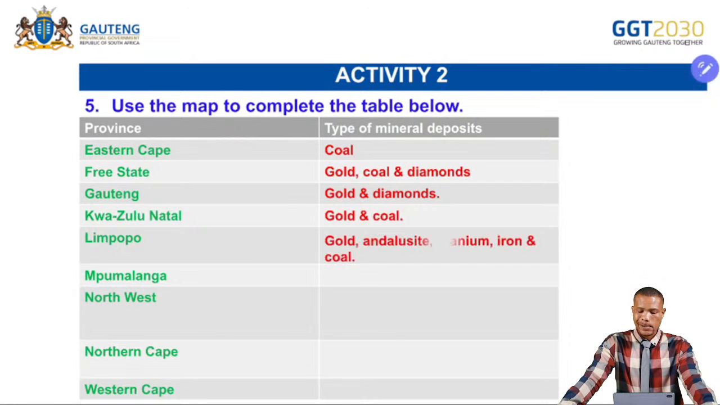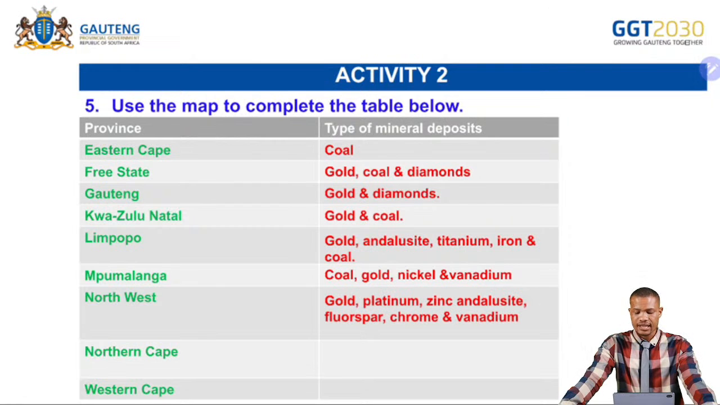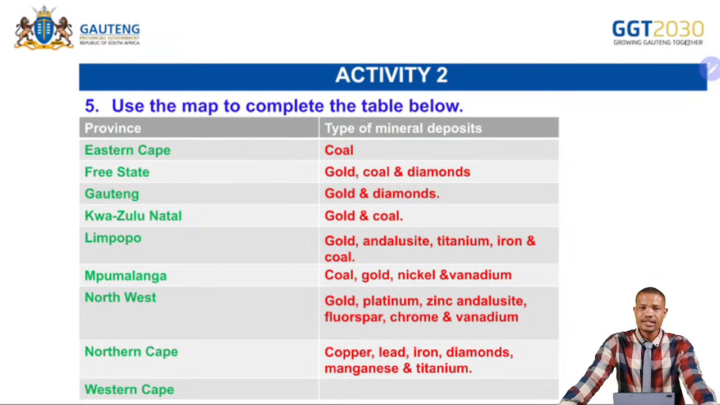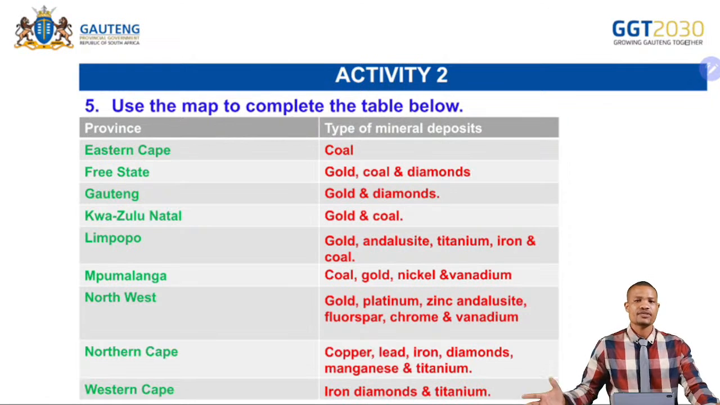Limpopo, we have gold, Andalusite, titanium, iron, and coal, based on the map. Mpumalanga, that's mostly coal, gold, nickel, and vanadium. Coal is dominant. Mpumalanga has the largest coal reserves in the country. Northwest, it has a lot. Gold, platinum, zinc, Andalusite, fluorspar, chrome, and vanadium. Northern Cape, copper, lead, iron, diamonds, manganese, and titanium. The Western Cape, iron, diamonds, and titanium, but there's very few of them.